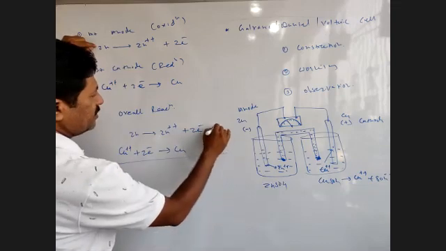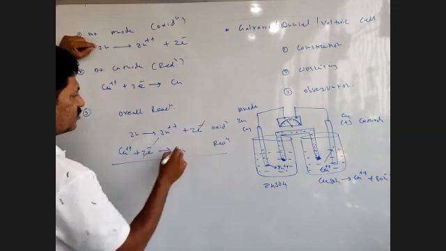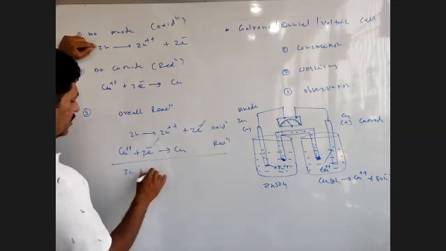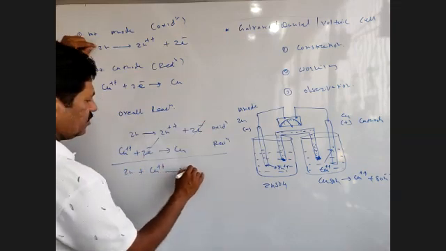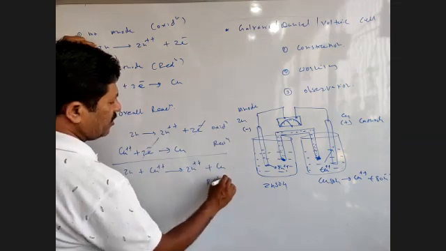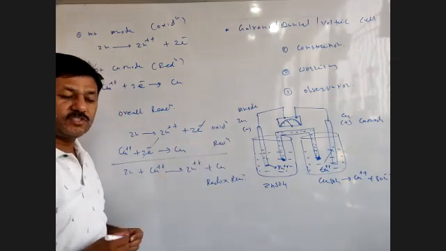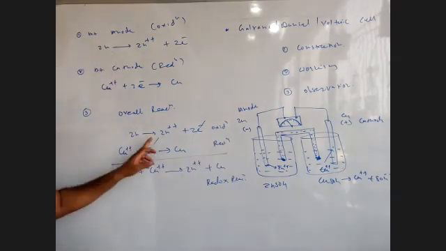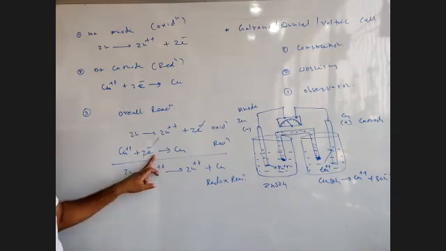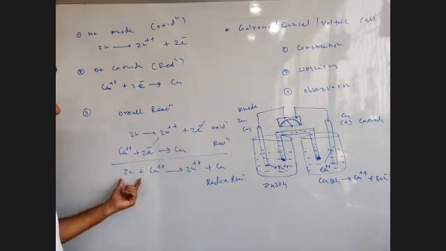So this is, you can say, oxidation. This is, you can say, reduction. And in the overall reaction the electrons got cancelled. Zn plus Cu++ gives you Zn++ plus Cu. And this is nothing but the redox reaction. Overall reaction is always a redox reaction because zinc is going for oxidation and copper is going for reduction. And this is the overall reaction in which electrons do not appear.